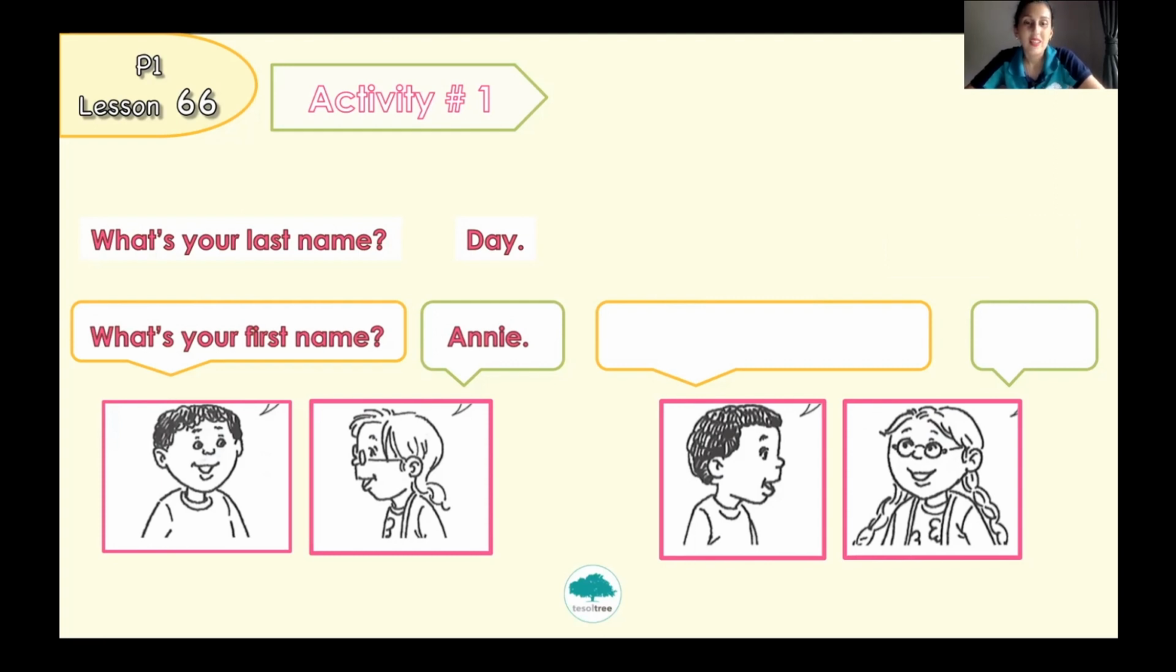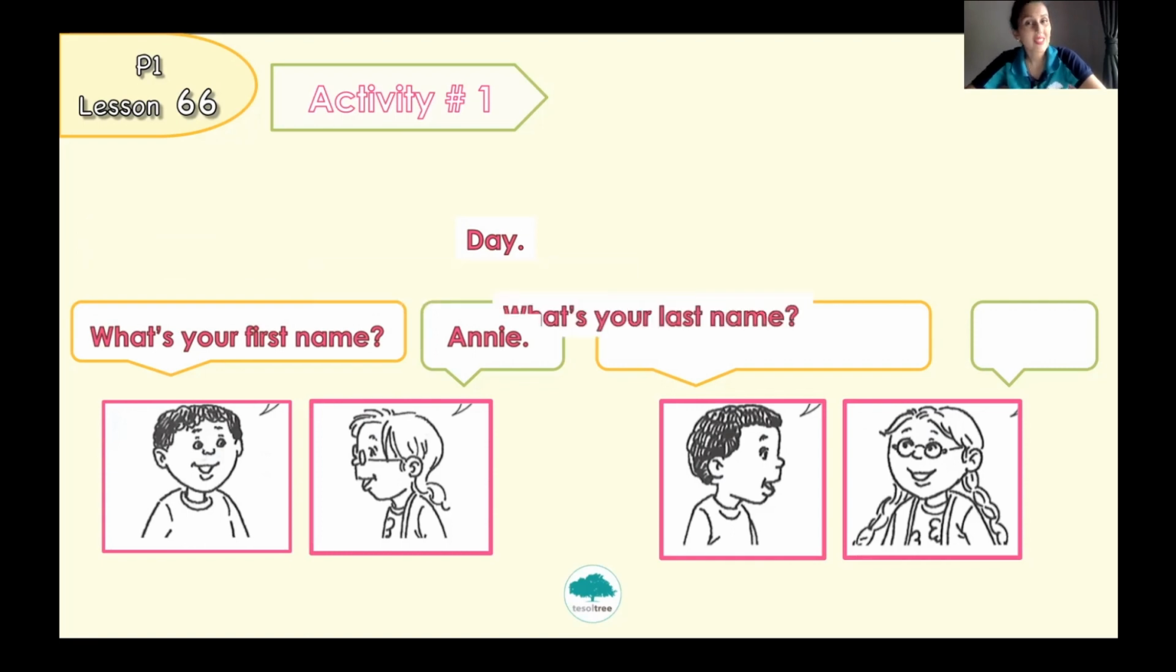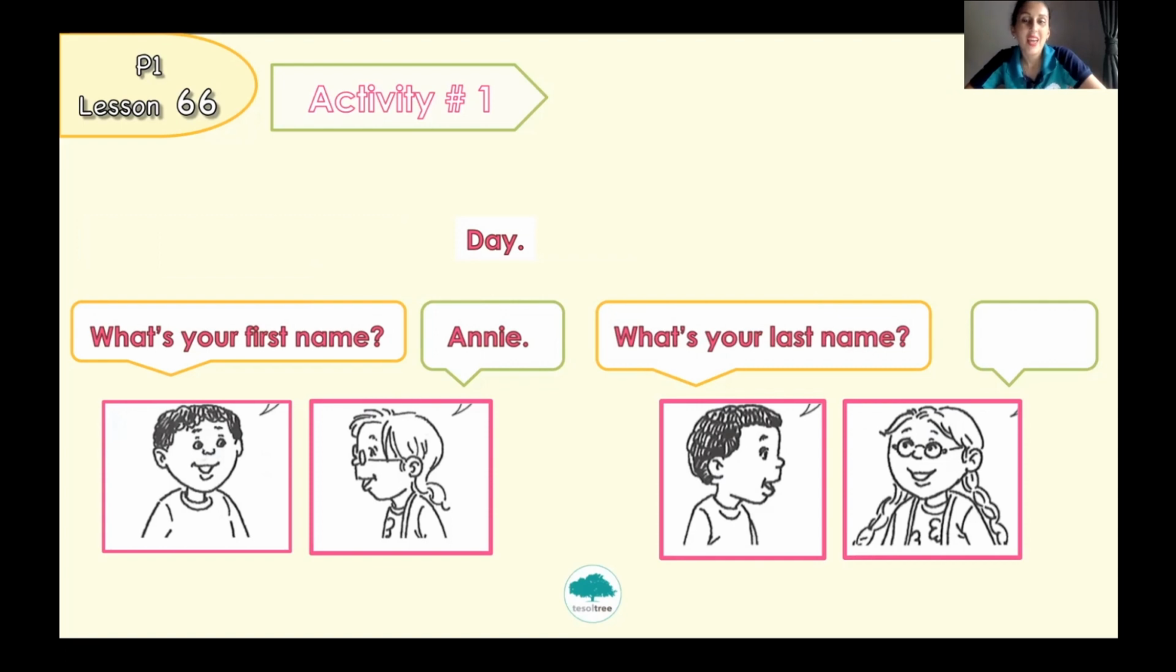Okay, let's continue. Let's have a look at this picture. They continue having a conversation. So we have two sentences. What's your last name and Day? Which one do you want to choose? The boy asks the girl, what's your last name? Very good. Yes, he asks, what's your last name? And she answers, Day. Very good. This is her last name.